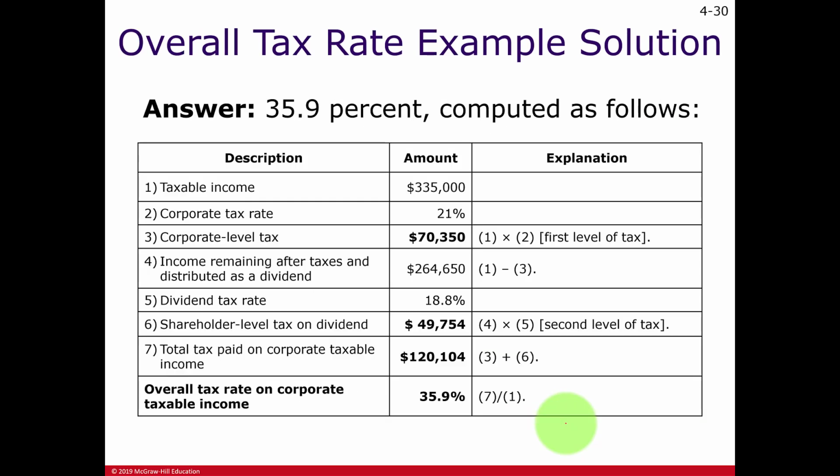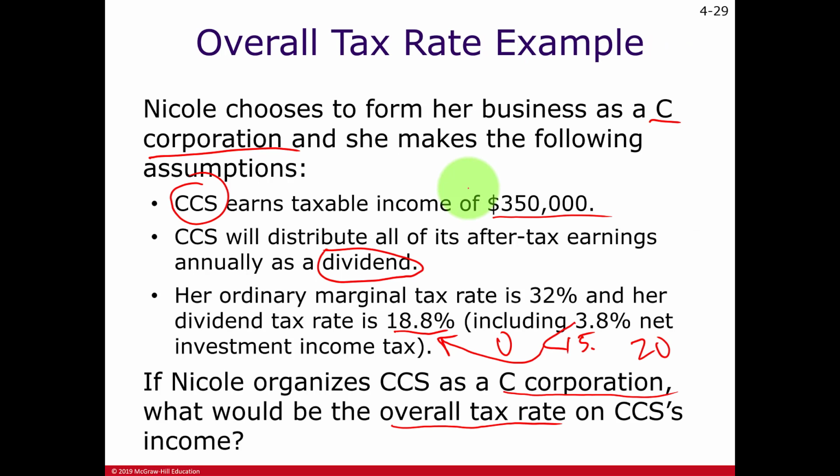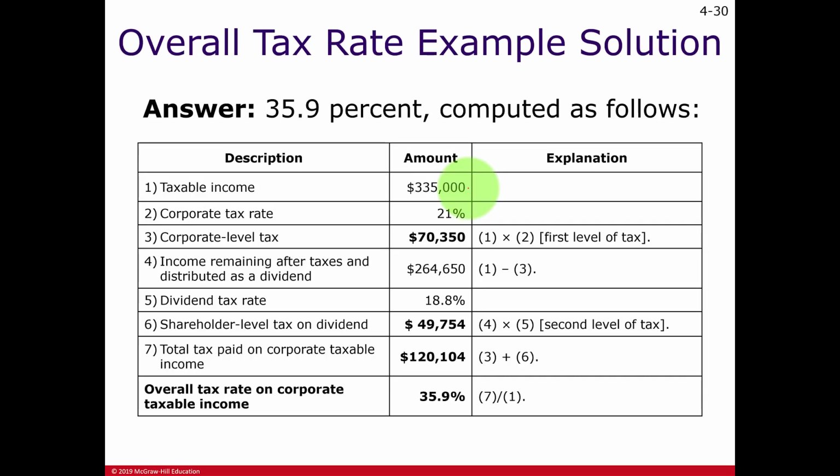So here is the income. Is there a husband here? No, not in this example, just Nicole by herself. So here is the corporation's income. Remember, this is revenue minus deductions of the corporation to get taxable income. And we apply a tax rate of 21% to get a tax of $70,350.